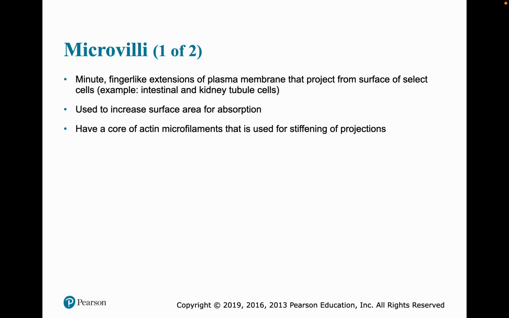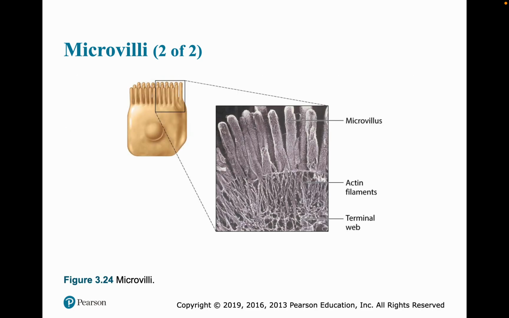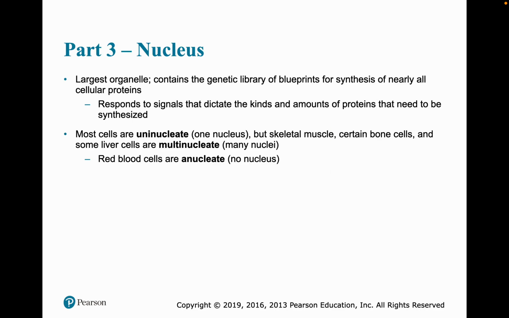Microvilli are even shorter. They're finger-like extensions of the plasma membrane projecting from the surface of certain cells, and those projections are going to increase the amount of surface area that's available for absorption. Microvilli have a core of actin filaments that's used for stiffening the projections. And that will bring us to the nucleus, which is our next section.